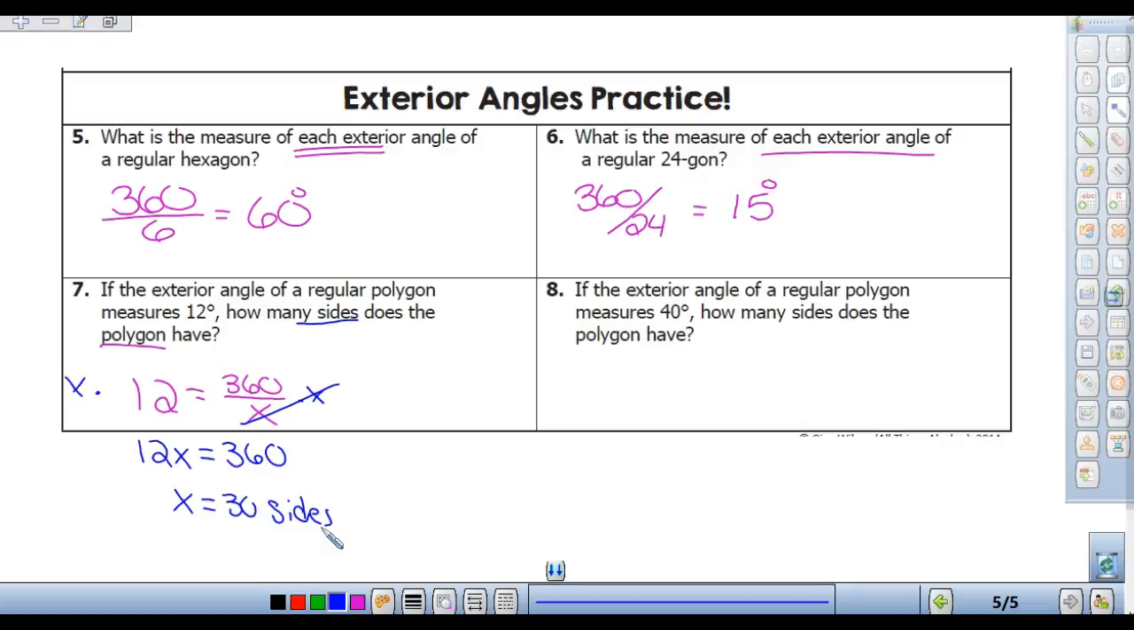40 degrees. So we've got 40 equals 360 divided by x. So 360 divided by 40, x is what? 9 sides, which makes it a nonagon. It's so fun to say all those words. I know. All right.